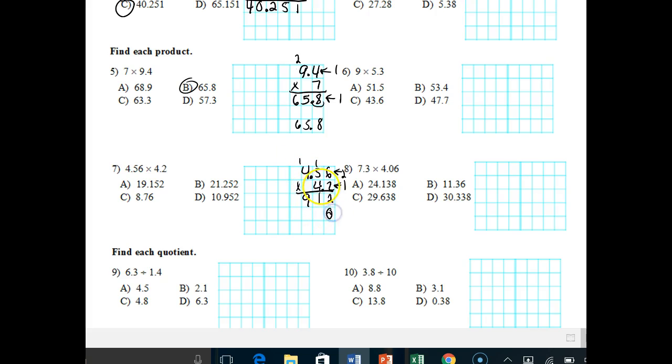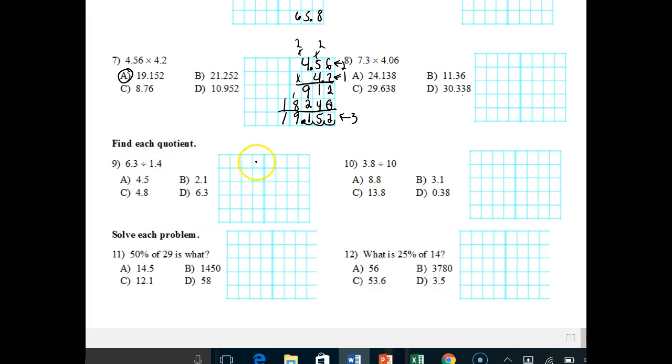Lay an egg. 4 times 6 is 24. Carry a 2. 4 times 5 is 20, plus 2, 22. Carry a 2. 4 times 4 is 16, plus 2 is 18. Let's add that up. We get 2, we get 5, get 11, carry the 1, 9, and 1. That's not our answer, so we have to swoop 3 times. Once, twice, 3 times. So 19.152, A.